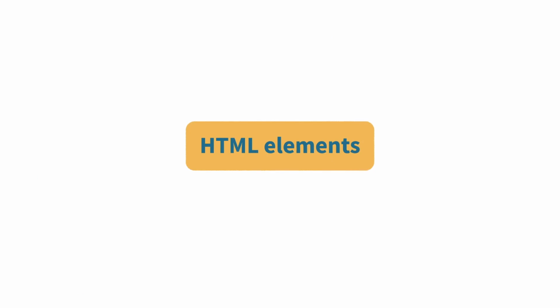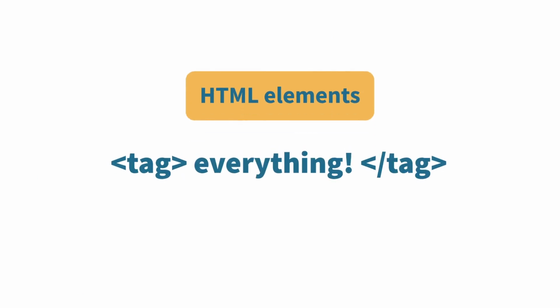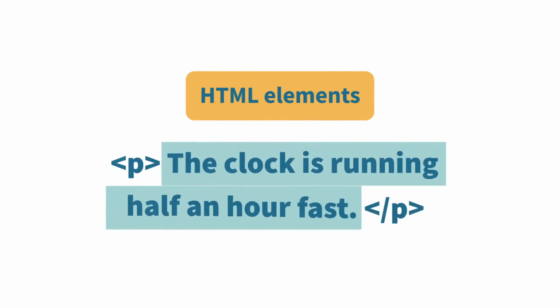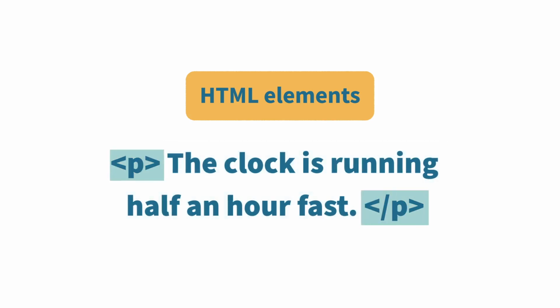Let's start by talking about HTML elements. Elements are everything that are sandwiched between the start and the end tag. Take this paragraph, for example. The HTML element here is the string between the P tags. HTML tags are basically keywords that let us know how our content will be displayed on the web page.